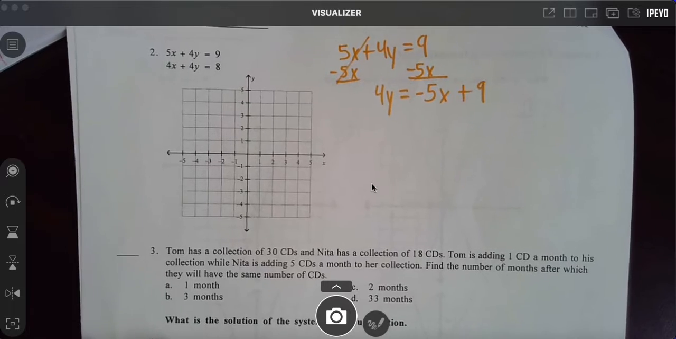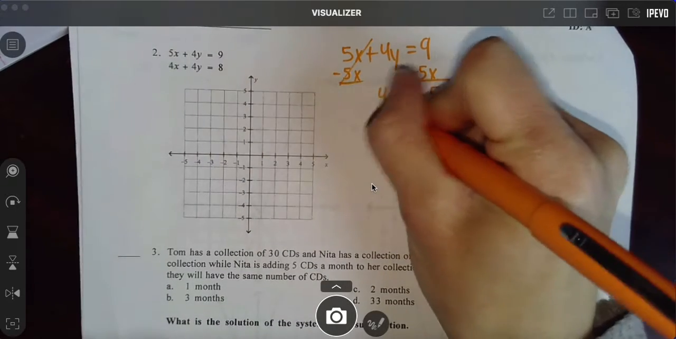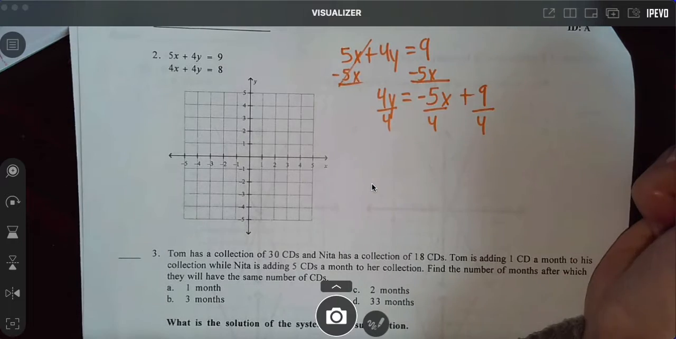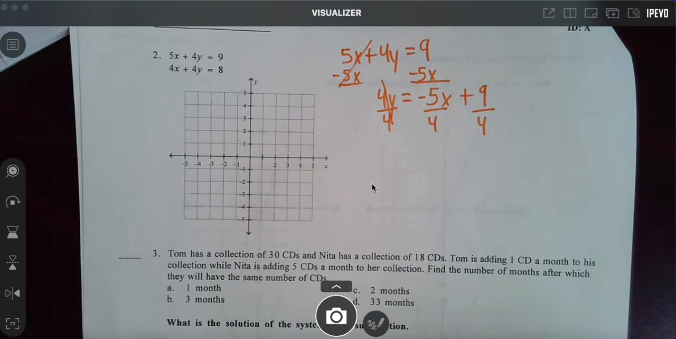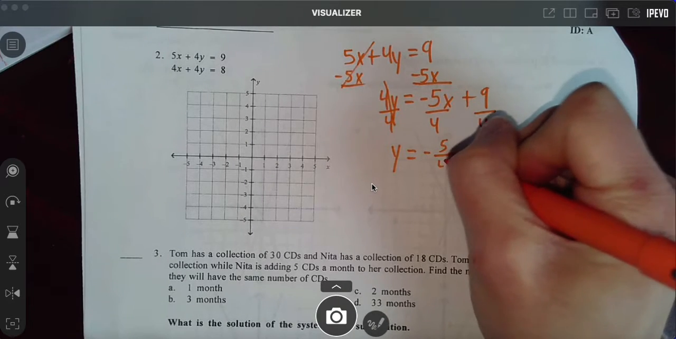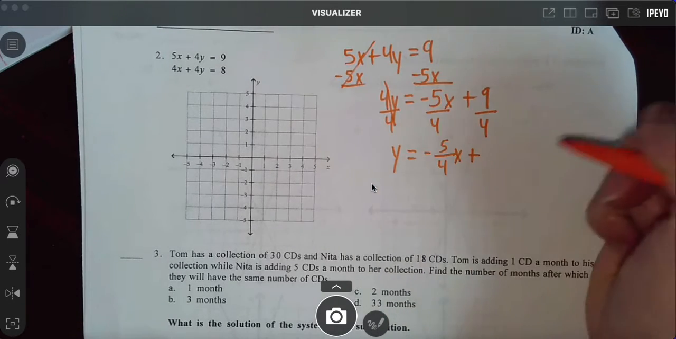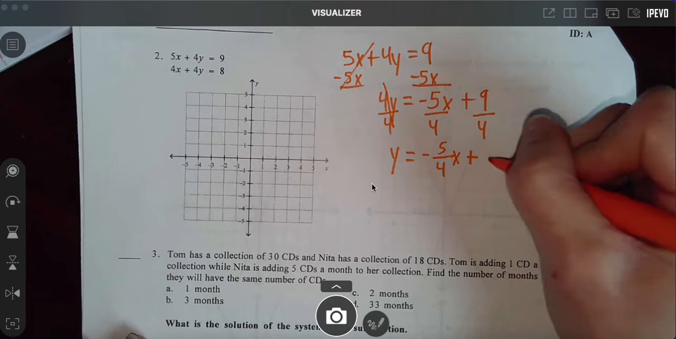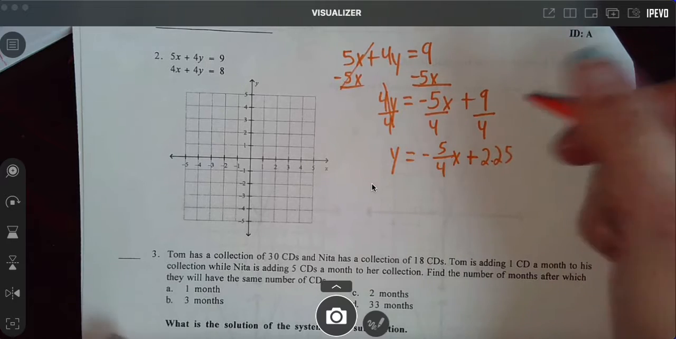And then I do what? Divide everything by 4. Don't be scared of fractions or decimals. It'll be okay. Okay, so those cancel out, and I get y equals negative 5/4 x plus, and what is 9 divided by 4? Either 9 over 4 or 2.25. You can leave it 9 over 4.